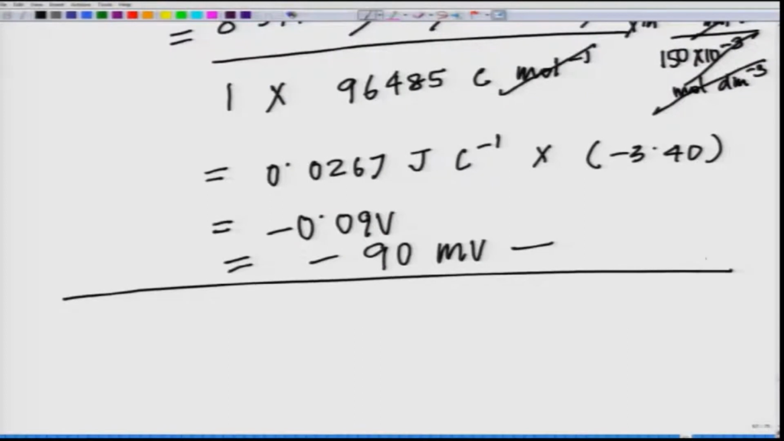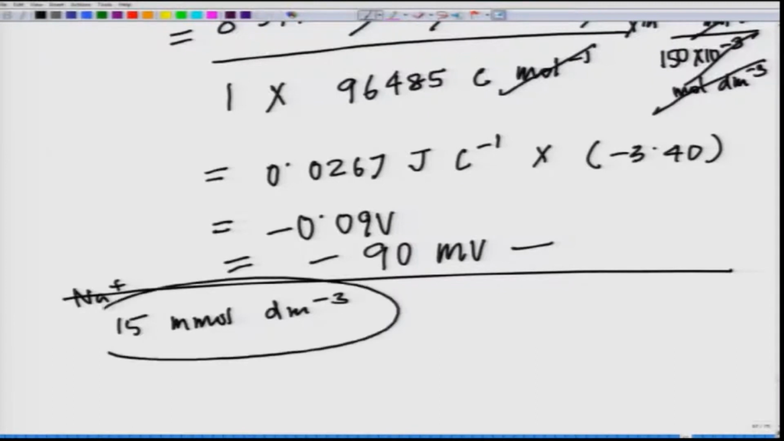Now, if we plug in another value, the potential across the membrane due to the difference of potassium concentration is minus 90 millivolt. For the sodium ion, the intracellular and extracellular concentrations are, if I talk about the sodium ion, around 15 millimolar.